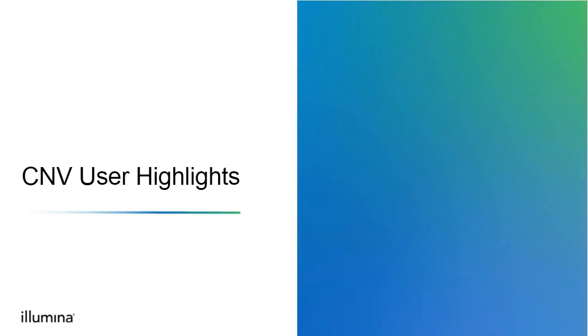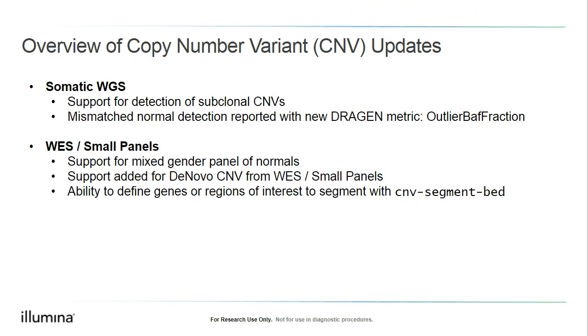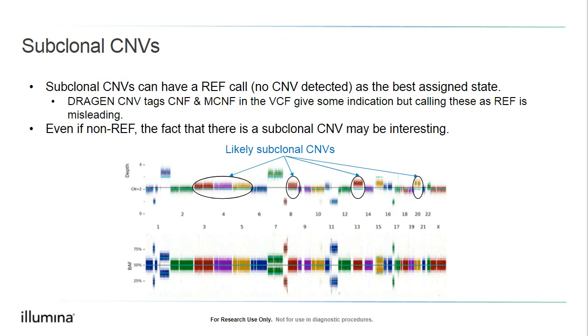Some quick CNV highlights that we want to share over here. We have made some updates on the somatic whole genome calling for CNV, and also there are some updates that we have made for exomes and small panels. One thing that we want to highlight as part of our somatic CNV tumor normal analysis is the identification of subclonal CNVs. In the past, we did have very good support where we would call subclonal CNVs. What we had identified is that subclonal CNVs end up being called as a ref call, and that's the best assigned state.